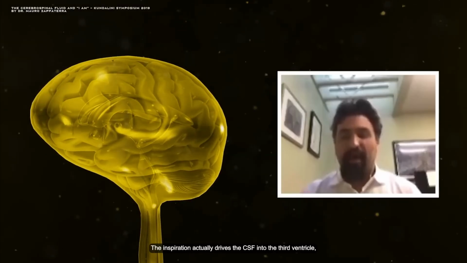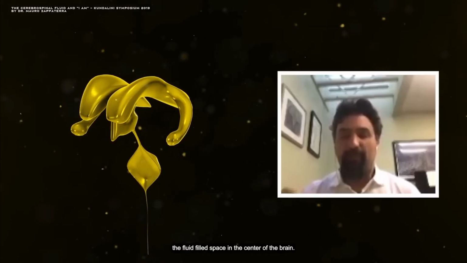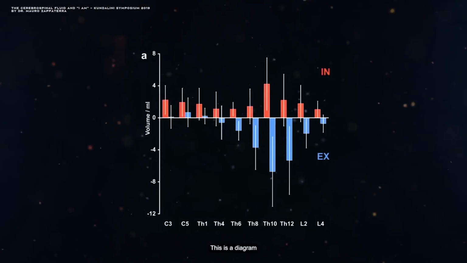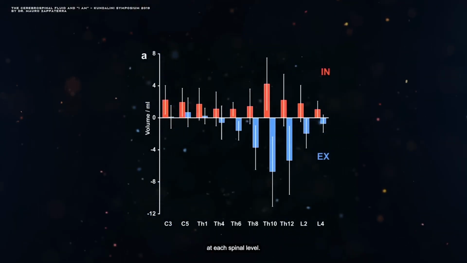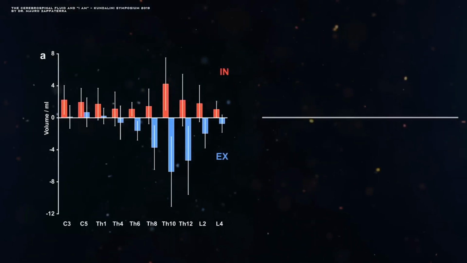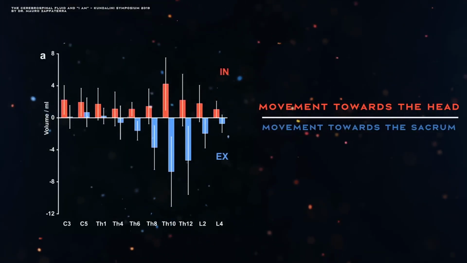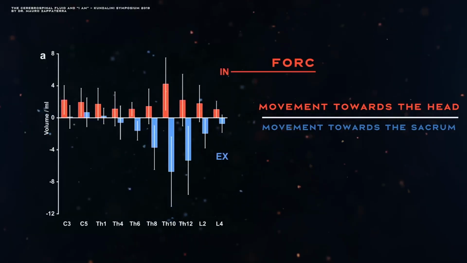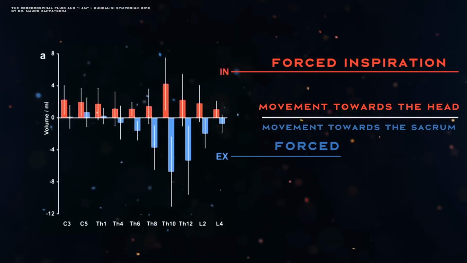Inspiration actually drives the CSF into the third ventricle, the cave of Brahman, the fluid-filled space in the center of the brain. This is a diagram of the CSF flow during forced breathing at each spinal level. The bars above the line indicate movement towards the head, and the bars below the line indicate movement towards the sacrum. The IN in red is forced inspiration, and the EX in blue is expiration.